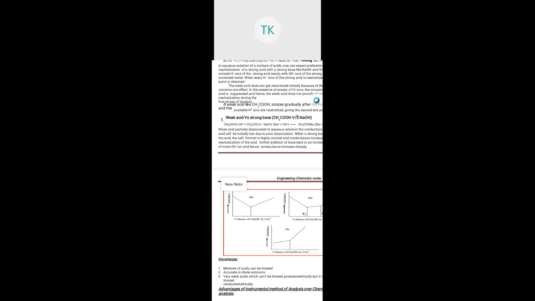Once you start adding NaOH, what happens? H plus ion will be replaced by Na plus ion, which is there in the NaOH. So the conductance value will decrease. Next, once it reaches the neutralization point, all H plus ion is completely neutralized by Na plus ion. There is no H plus ion in the beaker from the HCl. Again, the conductance value will increase. It is due to the OH minus ion, which is present in the strong base.